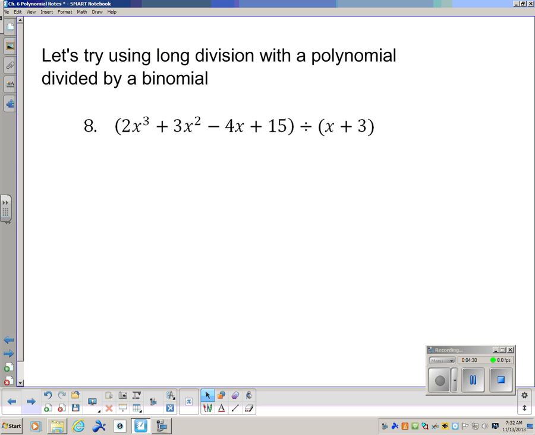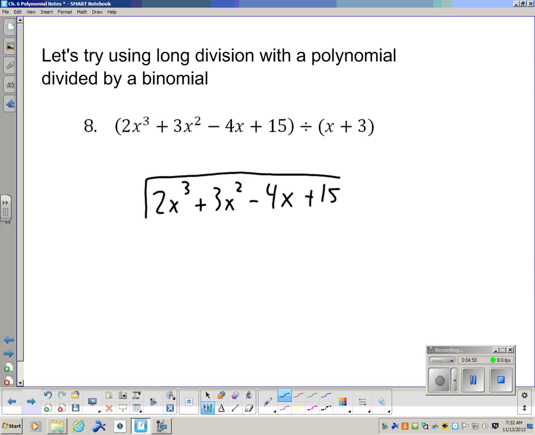So let's try a second one of these and see if we can do this one. All right, so again, I'm going to take what I have here, 2x to the third. Then I should have my x squared term, which I do. Then I should have my x term, which I do, minus 4x. And then I should have my constant, which I do. That goes inside the box. Then that what you're dividing by, that x plus 3 goes outside the box.